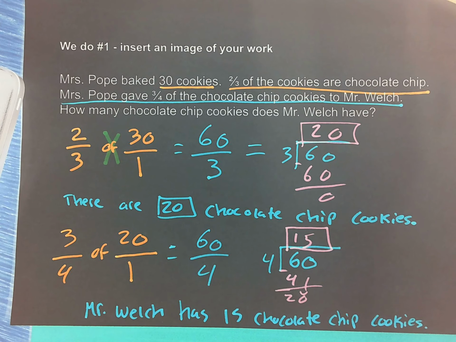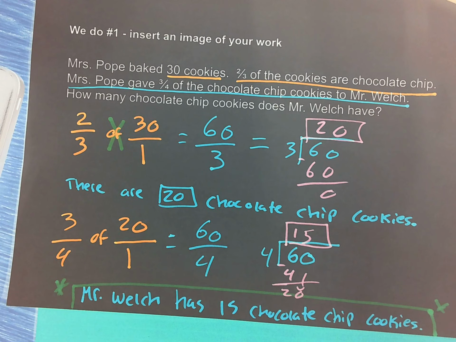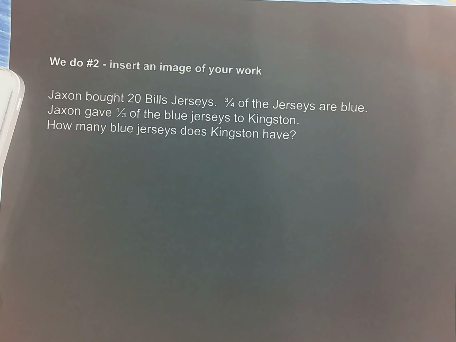Let's pause here and get a picture of number 1 into our notes. We do number 2 says Jackson bought 20 Bills jerseys. 3/4 of the jerseys are blue. Jackson gave 1/3 of the blue jerseys to Kingston. How many blue jerseys does Kingston have?